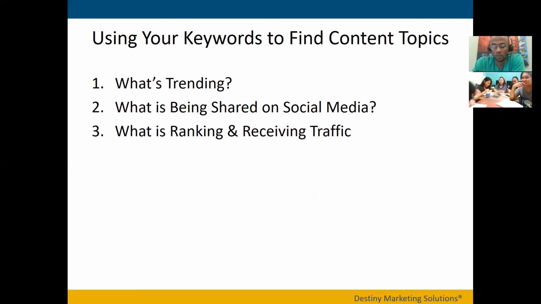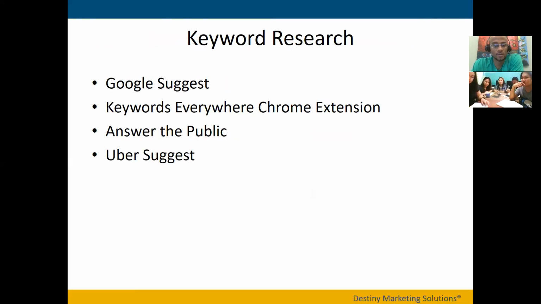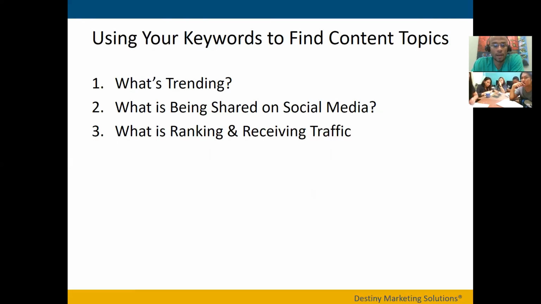So we're going to skip that step. Assuming that you've already done your keyword research with these tools, now it's time to actually figure out the topic that you're going to write about. A few things you want to look at when trying to figure out your content topic: what's trending, what is being shared on social media, and what is ranking and receiving traffic. Going back to Joy's example, let's stick with singing lessons.